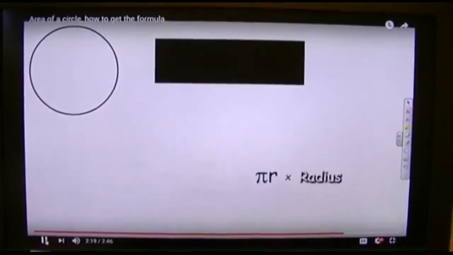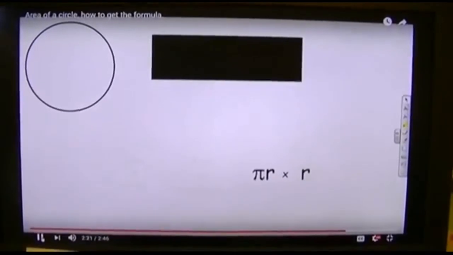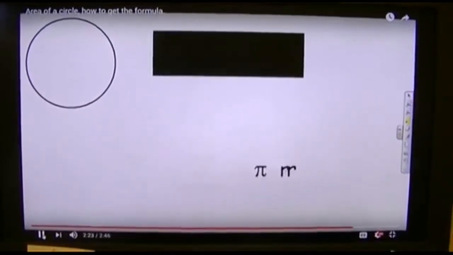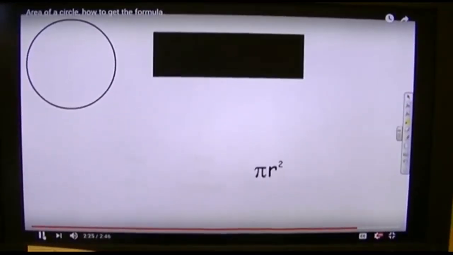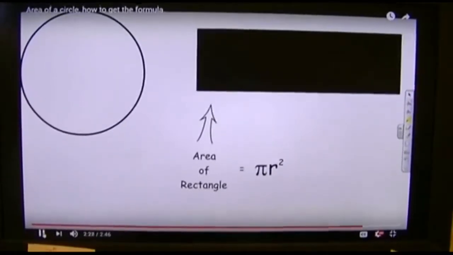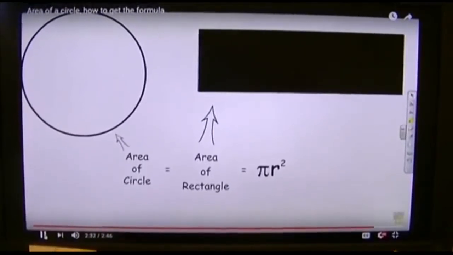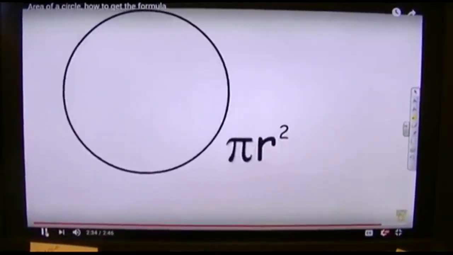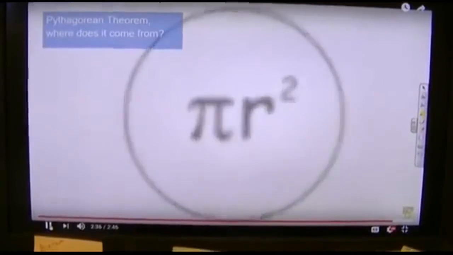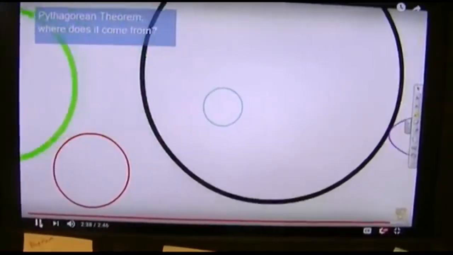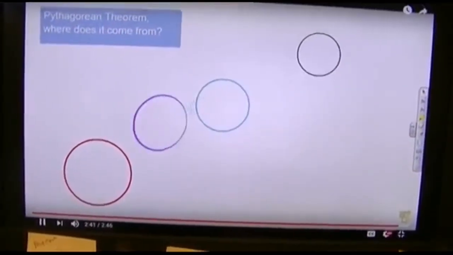So now, base times height becomes pi r times r. Combine the r's together, and we have pi r squared, which is equal to the area of the rectangle, which is equal to the area of the circle. So pi r squared can be used to calculate the area of any size circle that exists.